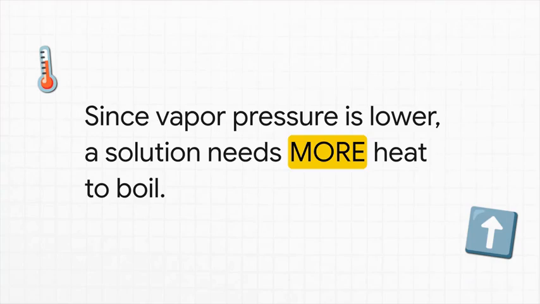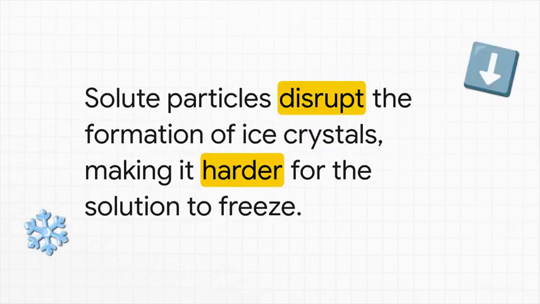Boiling happens when a liquid's vapor pressure gets strong enough to push back against the air pressure around it, but we just lower the vapor pressure by adding all those solute particles. So now we have to pump in way more energy, more heat, to get that pressure back up high enough to boil. The boiling point actually goes up. And the exact same getting-in-the-way idea works for freezing, too.